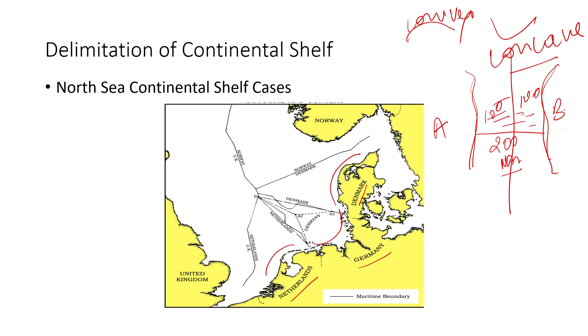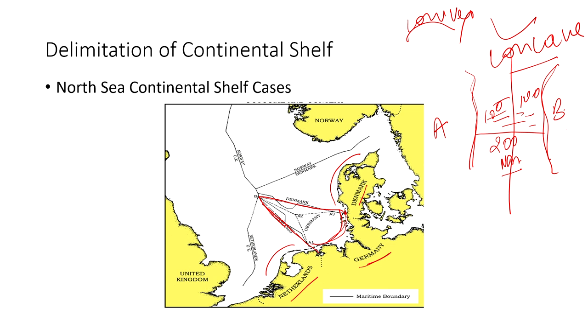And as you can see, the Netherlands here has a convex shape of its coastline, and at the same time Denmark has a convex shape of its coastline. And if you look at Germany, we have a concave shaped coastline. When you draw straight lines from the point where the Netherlands ends and from the point where Denmark's boundary ends, you will end up drawing a triangle here.